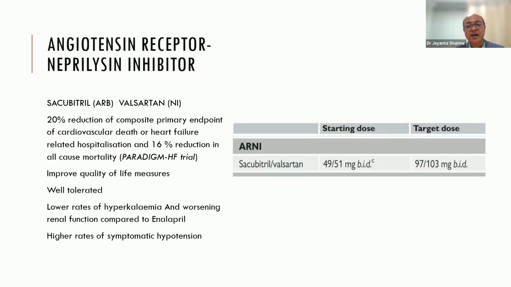And as I have told, there are two new molecules we are using nowadays for heart failure patients. One is ARNI, that is the sacubitril and valsartan combination, used after the PARADIGM-HF trial, which showed a 16% reduction in all-cause mortality. We use the ARNI in the early phase of heart failure patients.